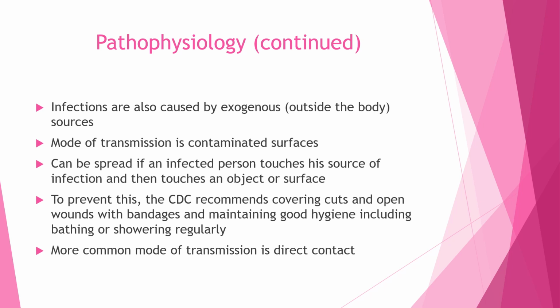Infections are also caused by exogenous, which is outside the body, sources. Mode of transmission is contaminated surfaces. It can be spread if an infected person touches his source of infection and then touches another object or a surface. So somebody is going to touch their wound, and then they may touch their bedside rail, they may touch their overbed table, they may touch a cup at their bedside or their water pitcher, and then we come in and we're moving things around in the room. We may not be wearing gloves, and then therefore it is transmitted.